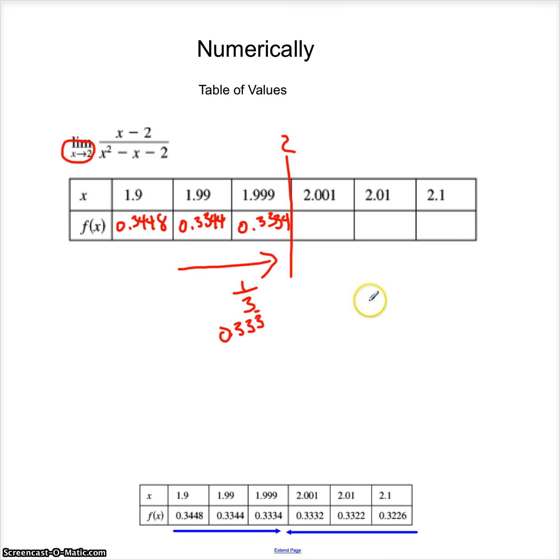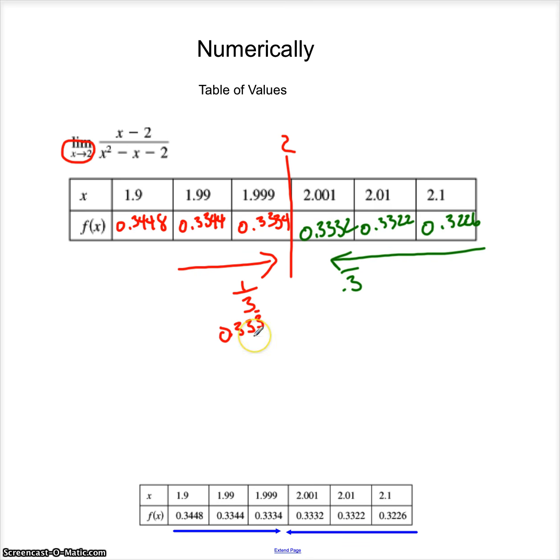Now, is that the case? Well, let's see. Let me switch pen colors. Now I'm going to plug in the value 2.01. And I see that that gives me 0.3332, 0.3322, and 0.3226. So as I approach it from the right, the numbers seem to be approaching, once again, 0.3, repeating.